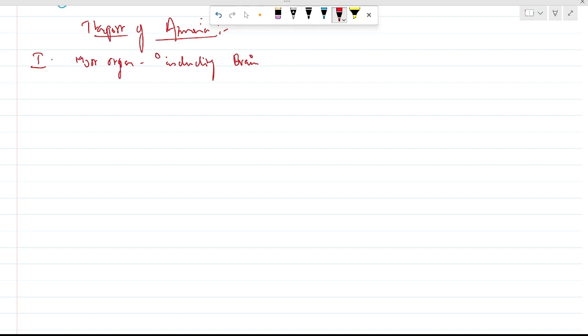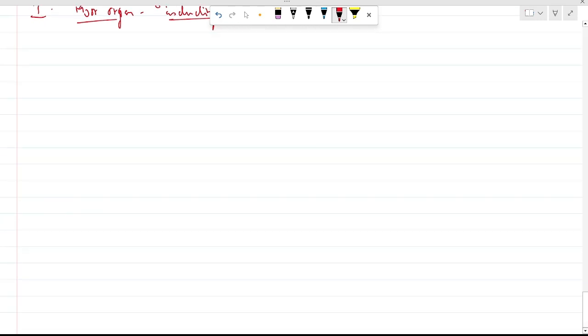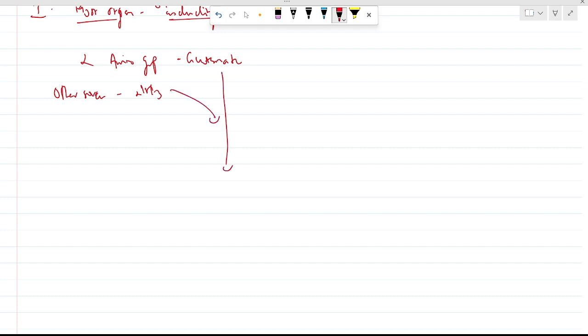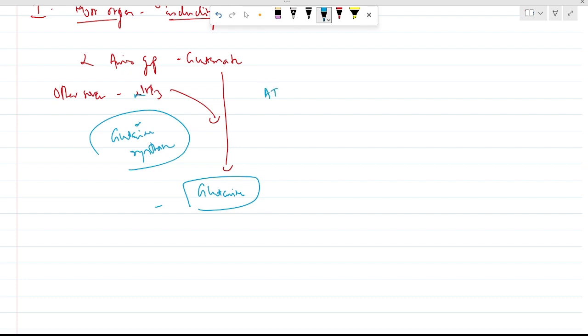Okay, most organs including brain. How is ammonia getting transported? So we have our alpha amino group, glutamate, and also other sources of ammonia. Ammonia is getting added into here from glutamate, along with the source of ammonia getting added here. The enzyme here is glutamine synthase. Glutamate and ammonia from other sources, in the presence of glutamine synthase, get converted to glutamine. Here one single ATP is used.